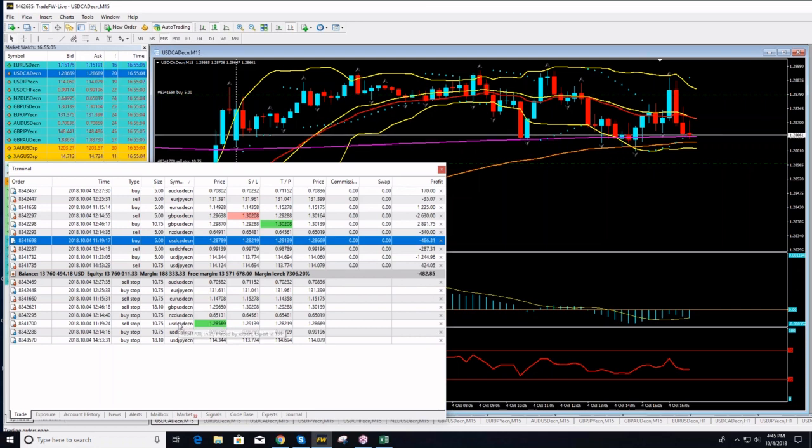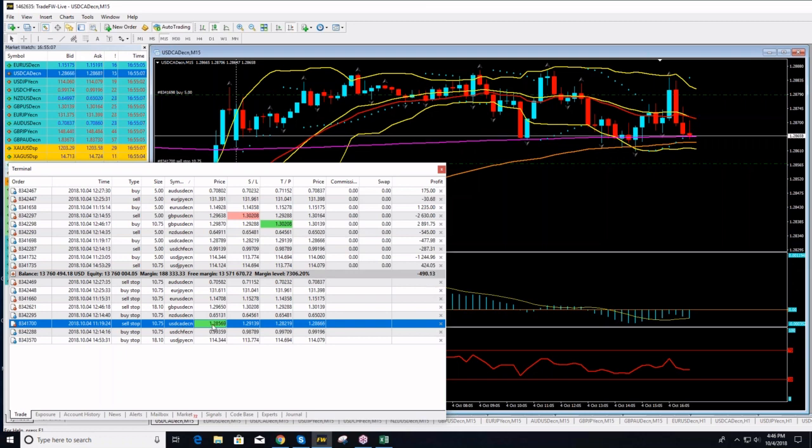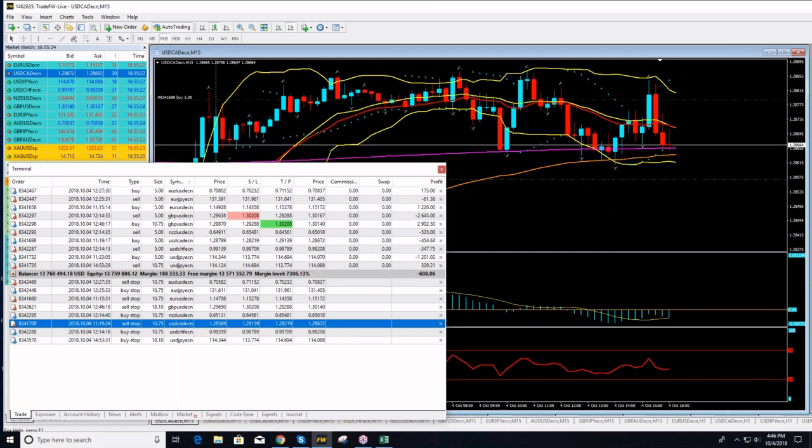And at the same time, we have a sell stop order at 1.28569, stop loss 1.29139, TP 1.28219. So let's see, guys, how this pair will react during the news announcements.